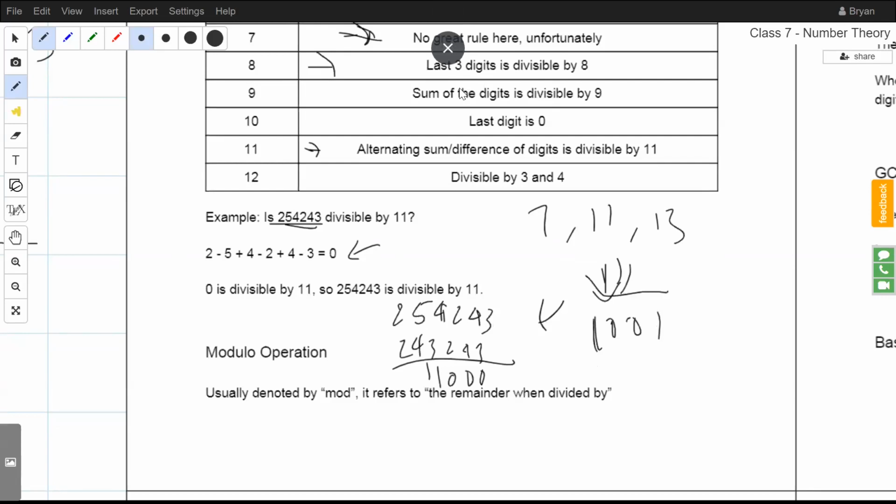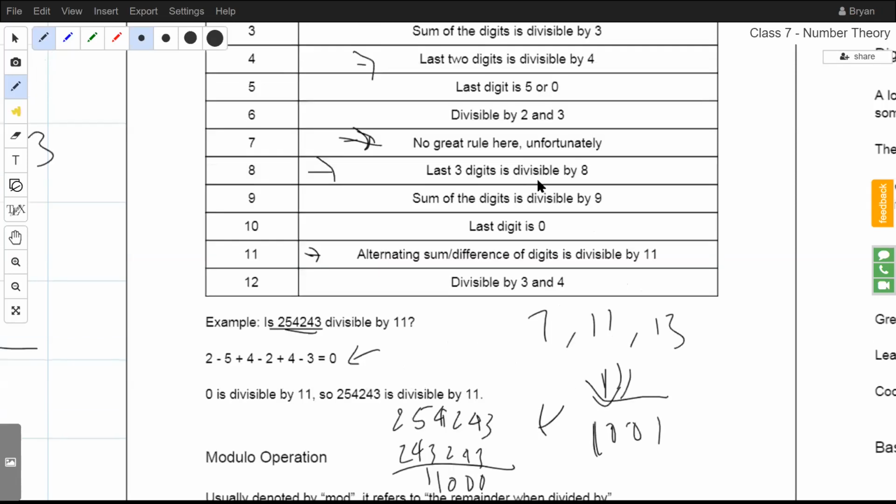Yes, I am aware there is a rule for 7, but I don't think it's useful enough to remember. So if you know it, that's great. But if you don't know it, it's also fine. All right.